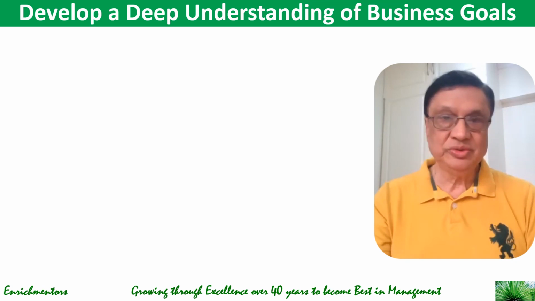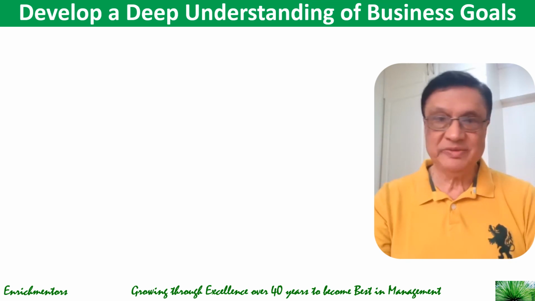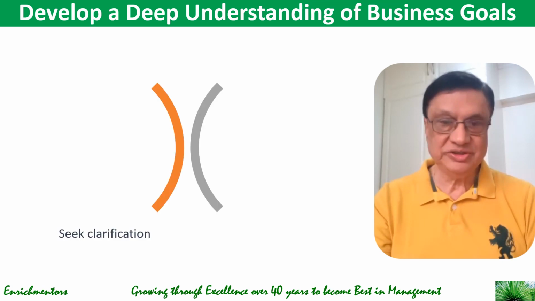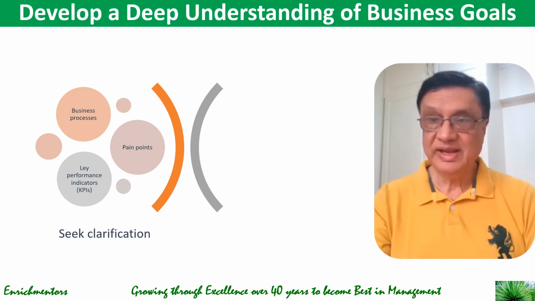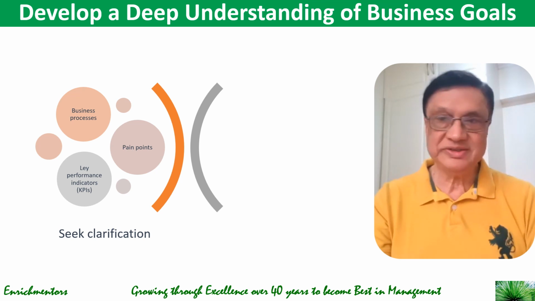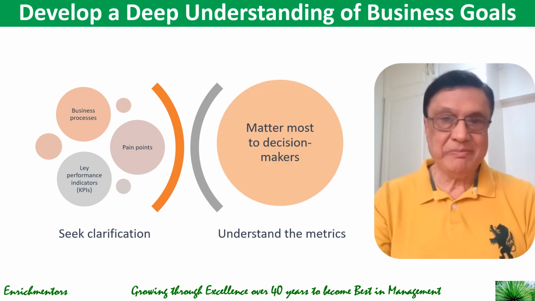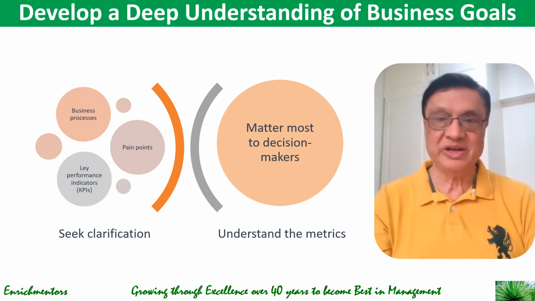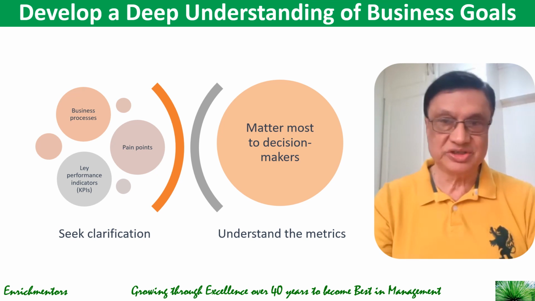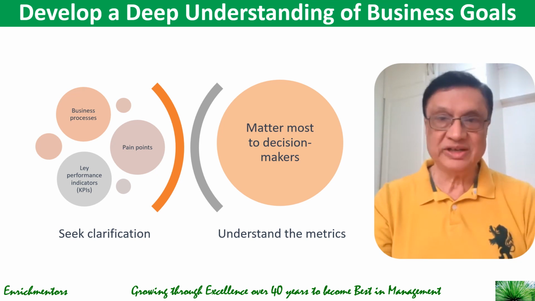Second thing, what you need to do in developing this deep understanding of business goal is to ask questions. So you need to seek clarifications on business processes, pain points, and key performance indicators within the team. And that will help you understand the metrics that matter most to the decision maker. So you need to understand how the decisions are made, what are the criteria, what are the KPIs that will drive the decisions to achieve those goals, objectives, and meet those challenges.